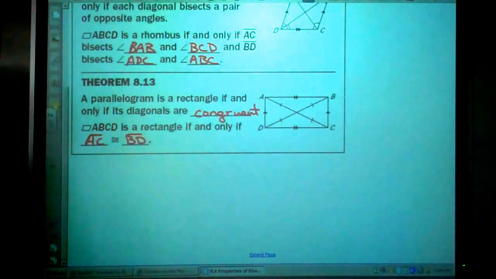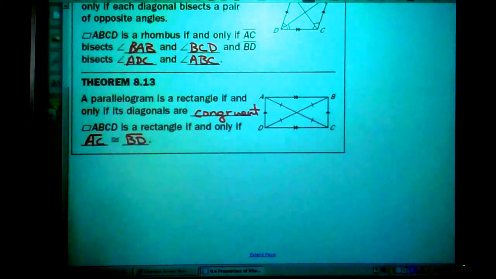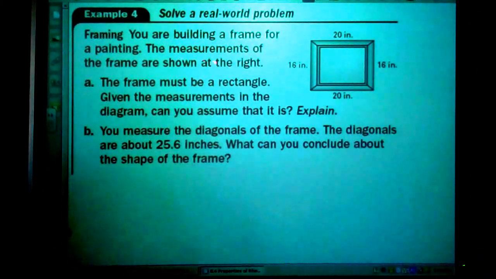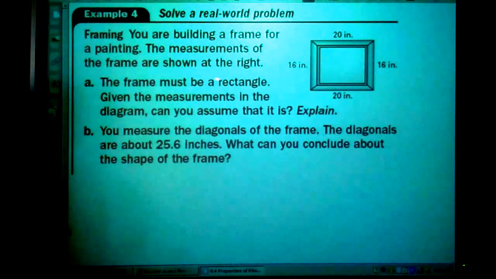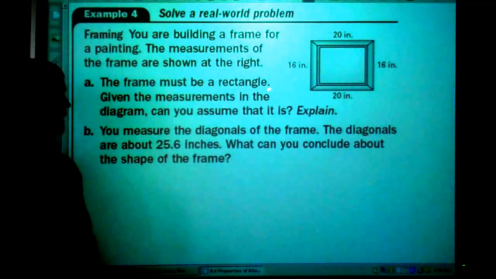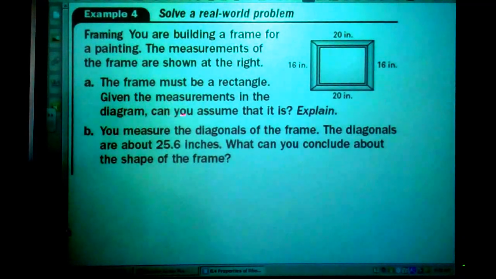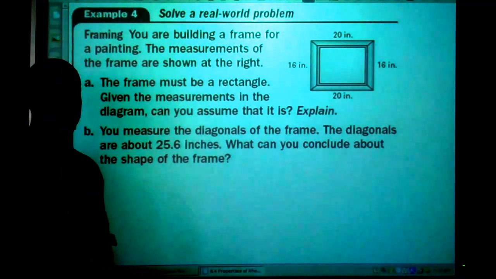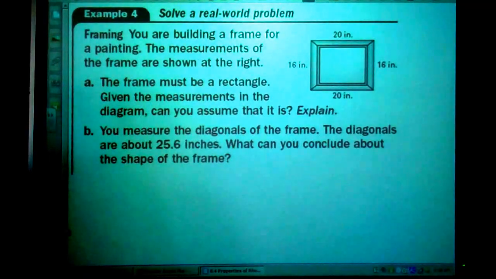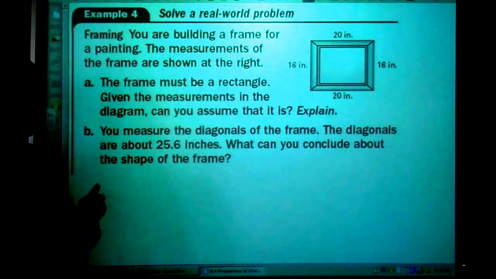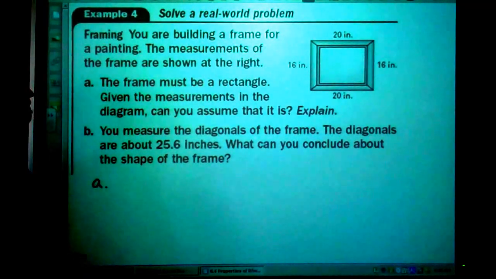You're building a frame for a painting, the measurements of the frame are shown at the right. Here are the measurements, 20 inches, 16, 20, and 16. Now, the frame must be a rectangle. Given the measurements in the diagram, can you assume that it is a rectangle? And explain. So first, part A. Is it a rectangle? Or can we assume it's a rectangle? Yes or no?